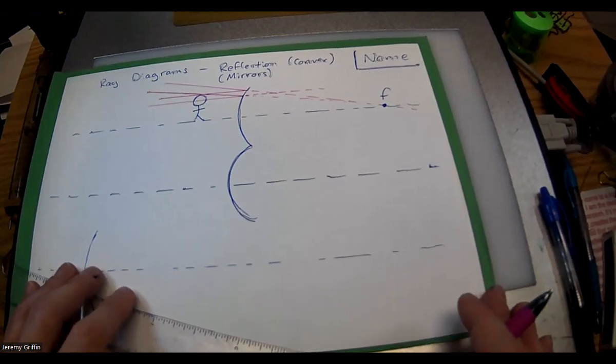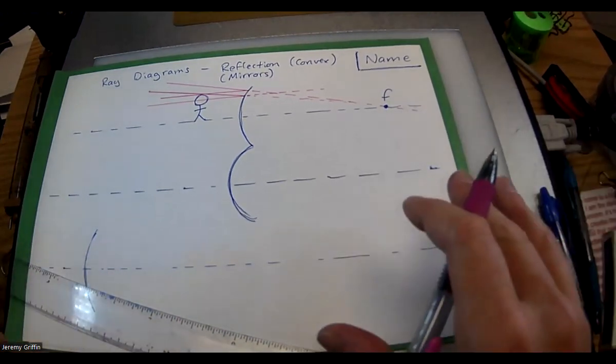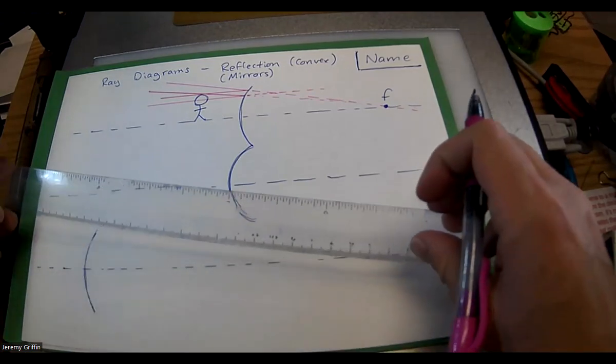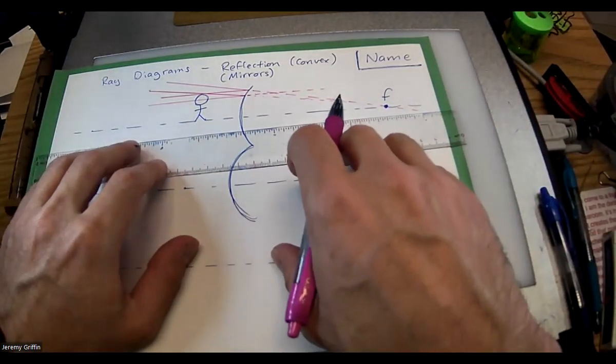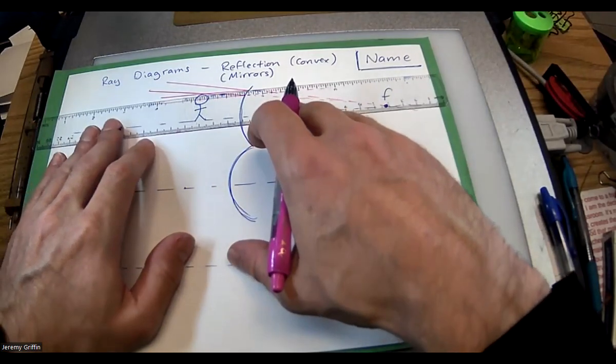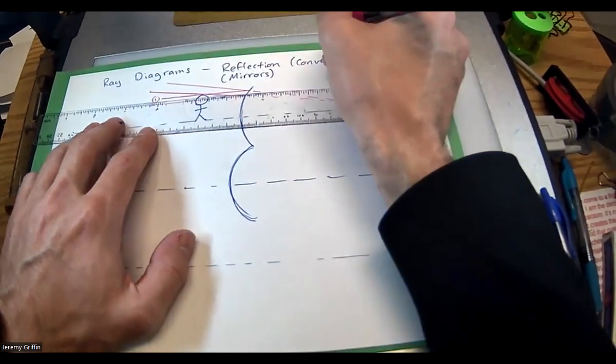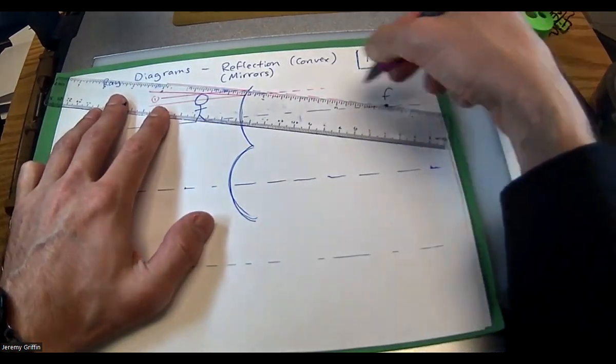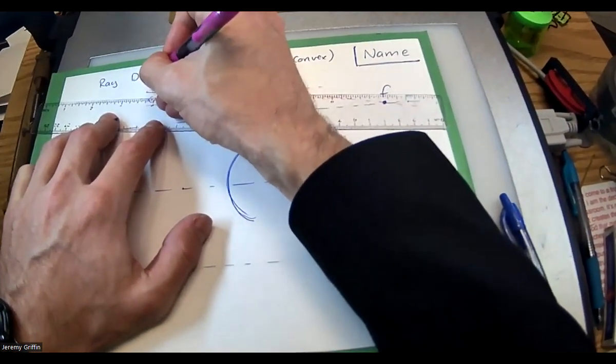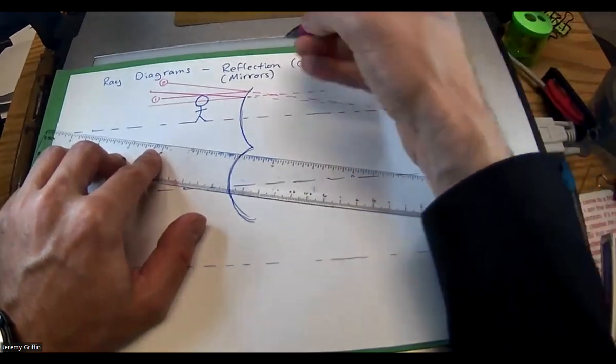Okay, so hopefully you have that. If you're having trouble following, let me give you guys a recap. The first line I did was parallel to the ground, from the top of his head. That was number one. That bounced off, boing, in a way that aligned with the focal point. So that's line number two. Okay, so we got that.